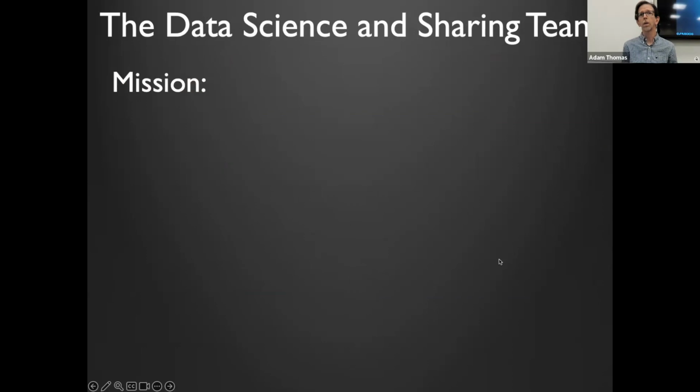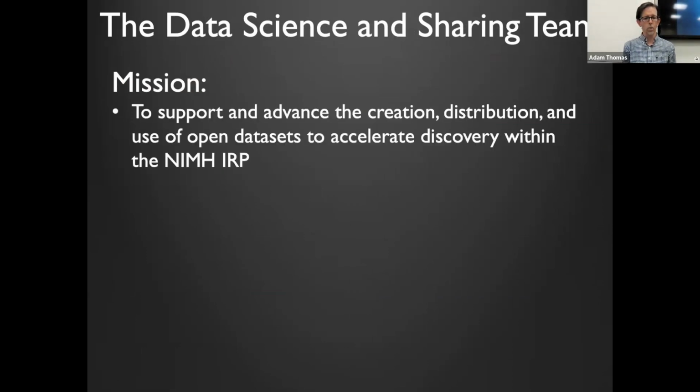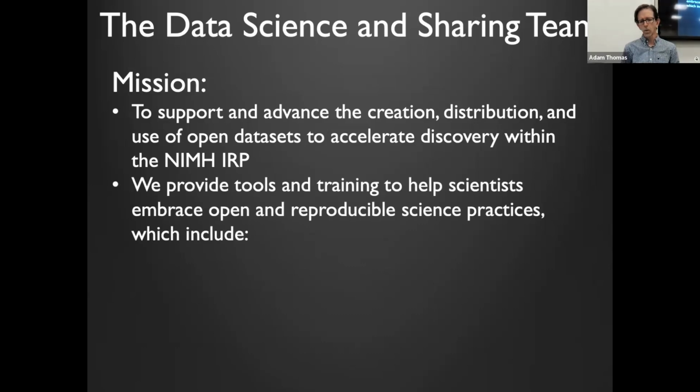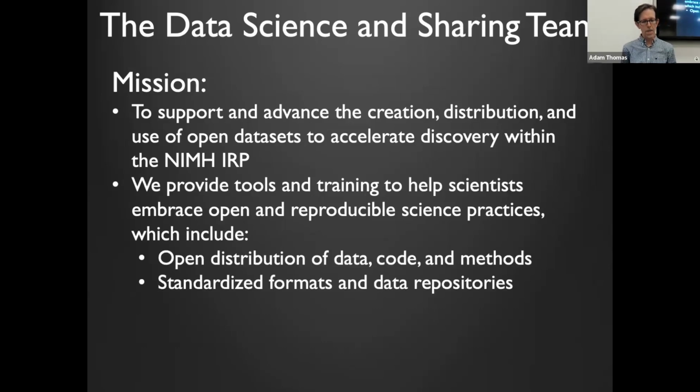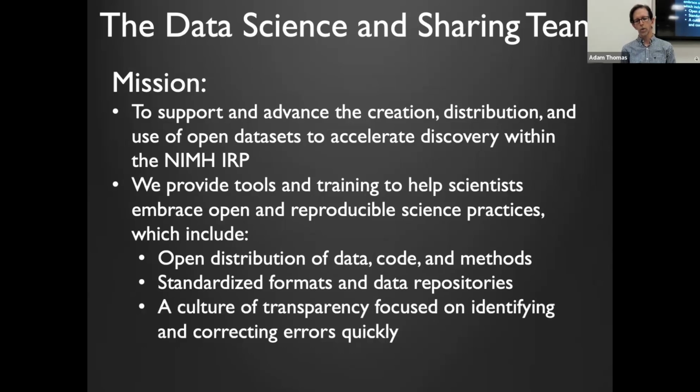Briefly, this is our mission statement, which you can find in our annual report, which is linked from our website. Our goal is to support and advance the creation, distribution, and use of open data sets to accelerate discovery within the NIMH IRP, as well as the NINDS IRP. We have some NINDS representation here. We provide tools and training to help scientists embrace open and reproducible science practices, which include open distribution of code, data, methods, standardized formats and data repositories, as well as a culture of transparency that is focused on identifying and correcting errors quickly. We'll get into that a little bit more.